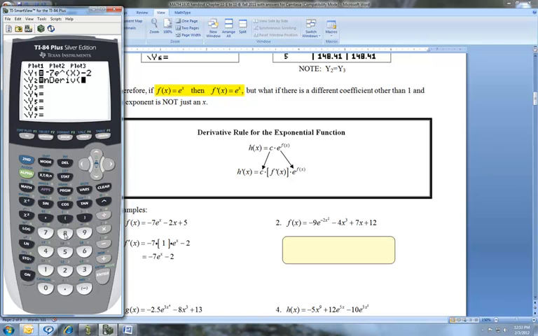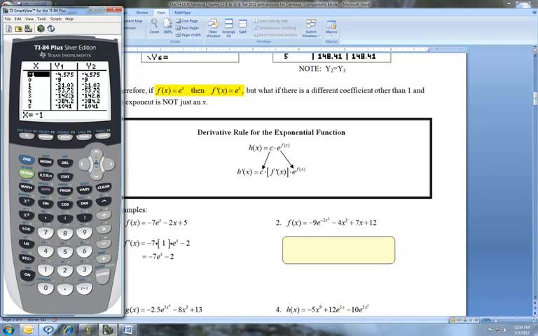nDeriv. Now with this one, I'm asking the calculator for the numerical derivative. Remember, I've got to put the original function, minus 2x plus 5, comma x in parentheses. Now I'm going to go to table, second graph.